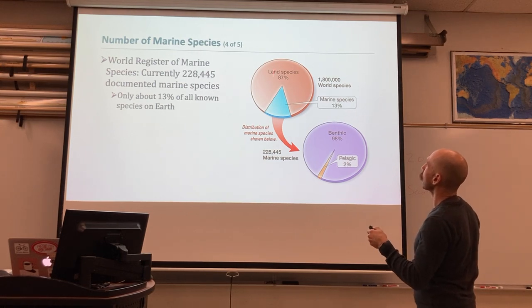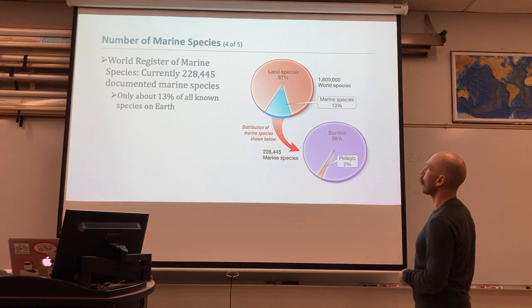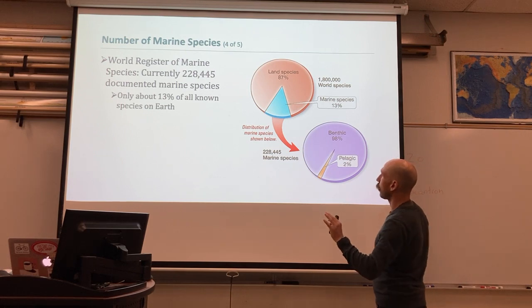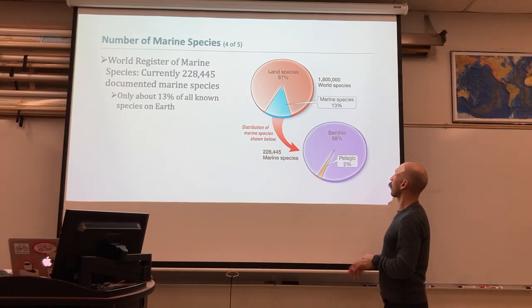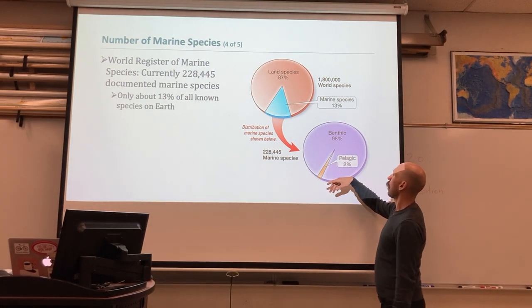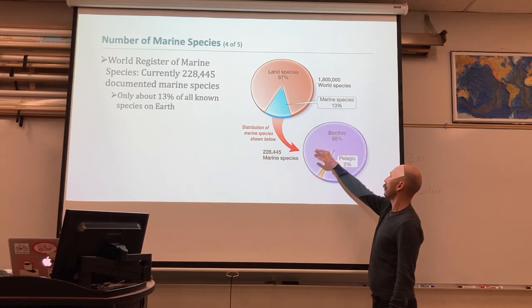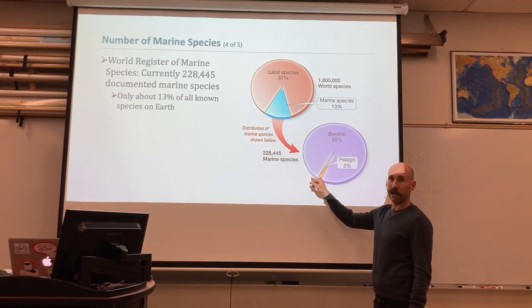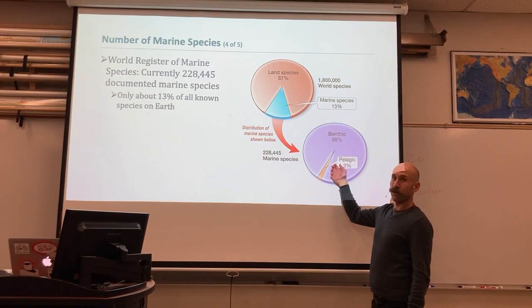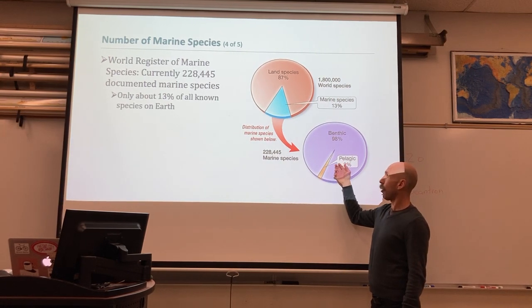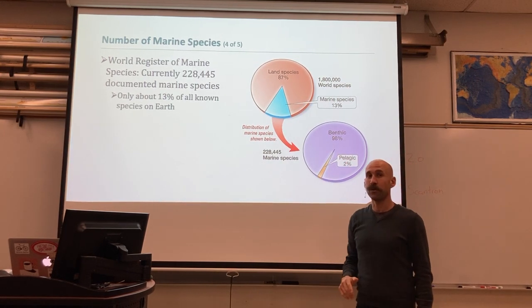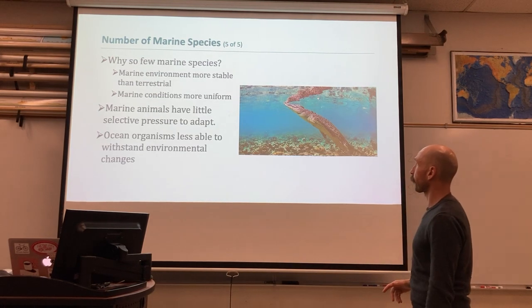87% of known species are on land, 13% are in the ocean. That's a huge unequal number. Of those 228,000 marine species, 98% are benthic, 2% are pelagic. Wow. Most of the ocean species are on the ocean floor. That's a really cool, really interesting statistic.